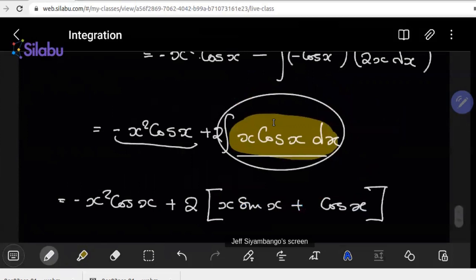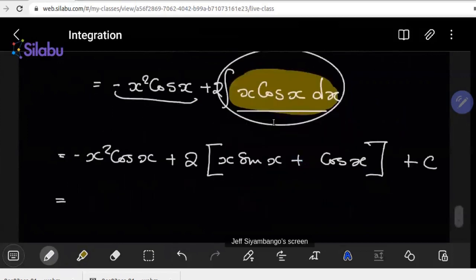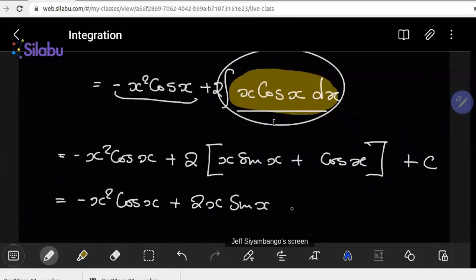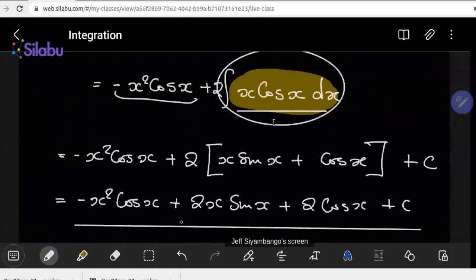Since we are done with integration, we see that we didn't have to integrate something more complicated. This was just something standard. So it would end here. I'll bring in that constant of integration now. So the final solution is minus x squared cos x plus 2x sine x plus 2 cos x plus C. That becomes my solution. Have I answered your question? Yes. All right, thank you.